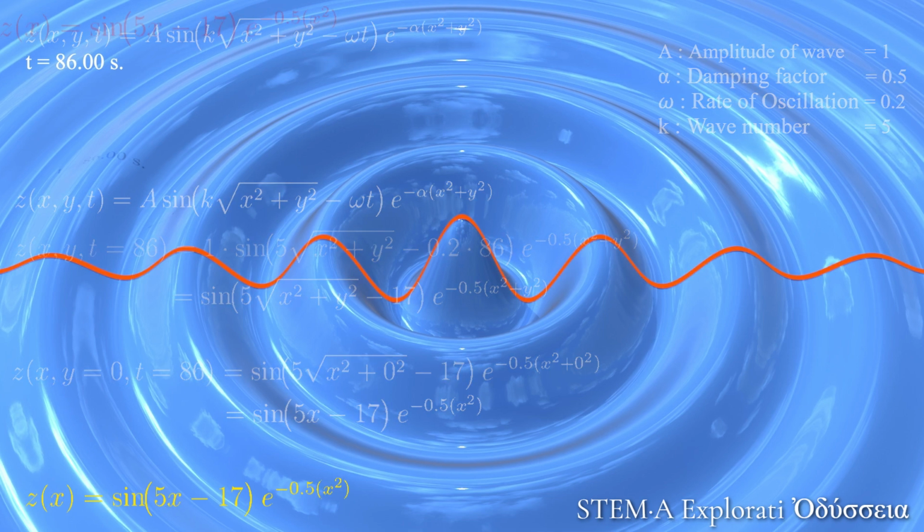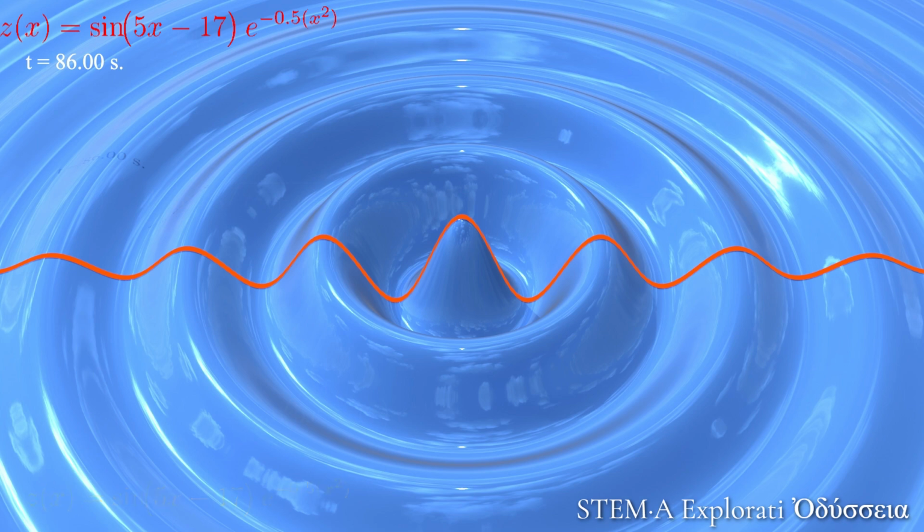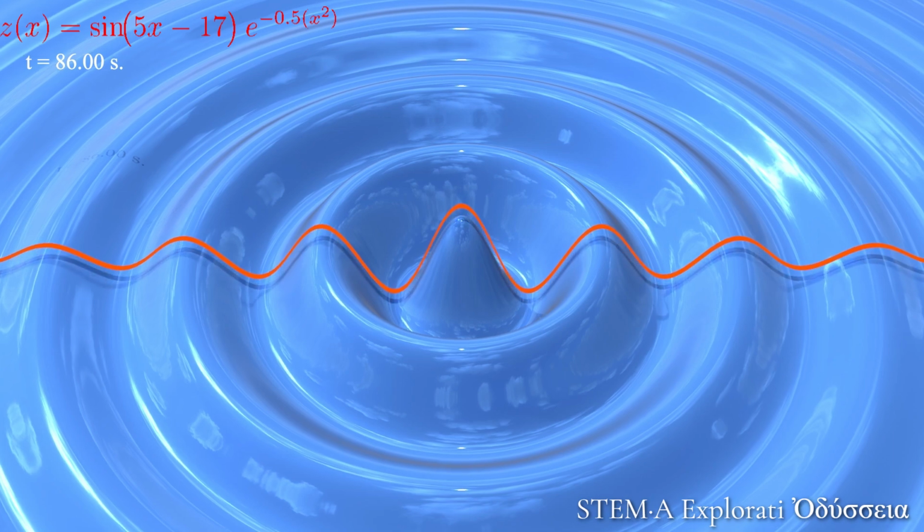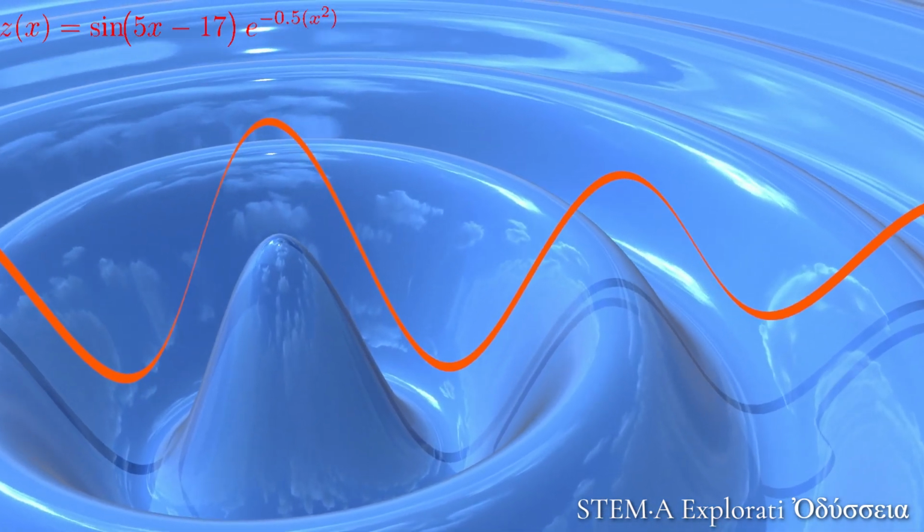Now, if we plot the graph of this simplified equation, we get the following curve. We've overlaid it on the 3D plot of the ripple equation to show that it represents a special case, a subset of the ripple equation, where time is fixed at 86 seconds and y is fixed at 0.